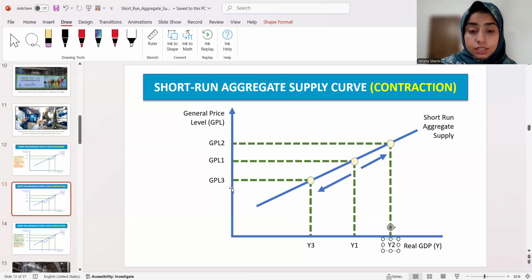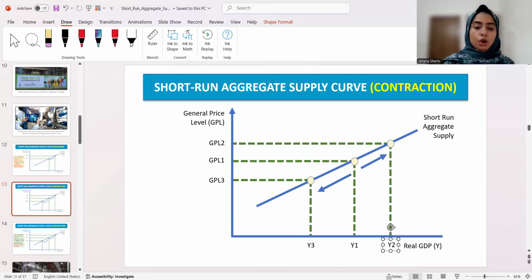GPL1 to GPL3. So the general price level of the economy decreases. What happens here? Look at the movement. Again, one movement happened. That means the real GDP Y1 is reduced to Y3. The general price level in the economy reduces because the producers do not have interest to produce further, so they'll reduce the production. The total supply of the economy is reducing, so this is known as contraction. So both extension and contraction happen because of the changes in general price level.